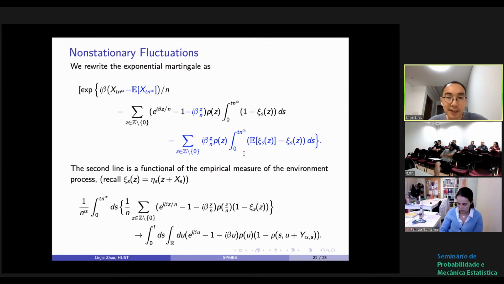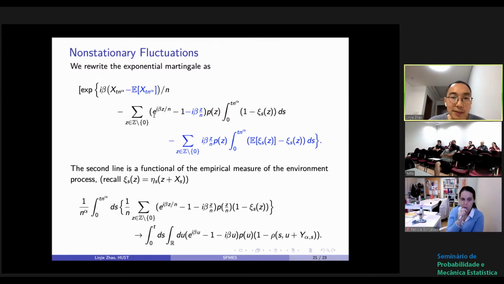And the second question is about non-stationary fluctuations for the Higgs particle. So we still start from the exponential martingale, and we normalize the Higgs particle. So we let the Higgs particle minus its expectation, and then we still have two extra terms as in the second and in the third line. The second line is the same as in the stationary case, and in the third line, here we have the expectation of the occupation variable instead of rho, because it is no longer stationary.